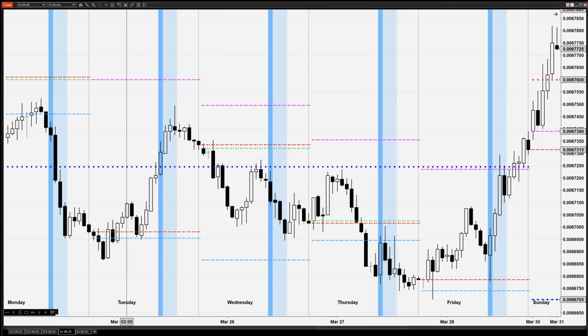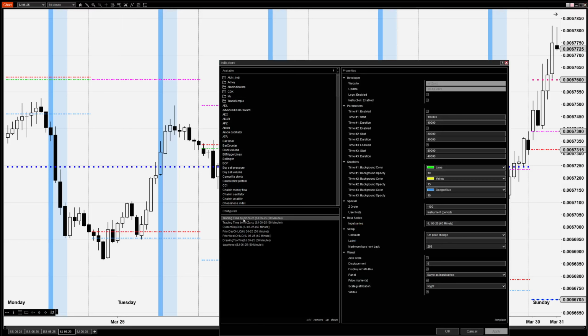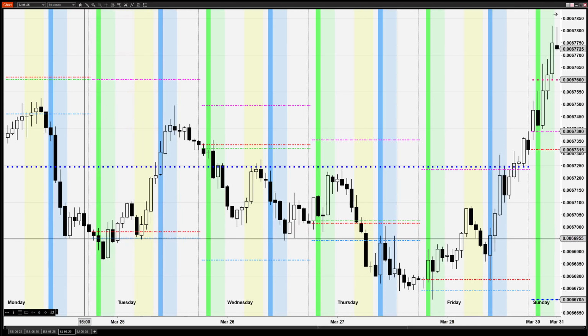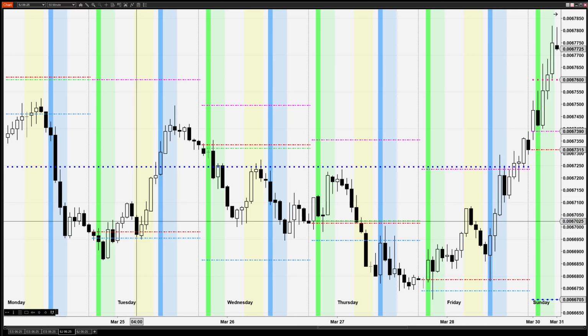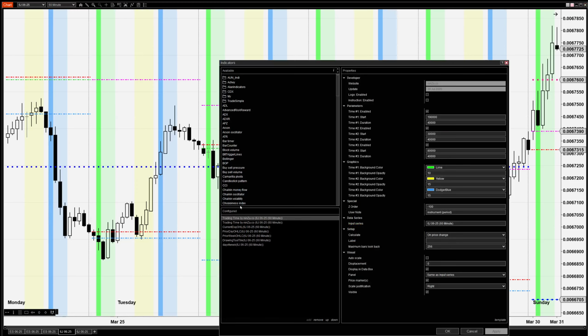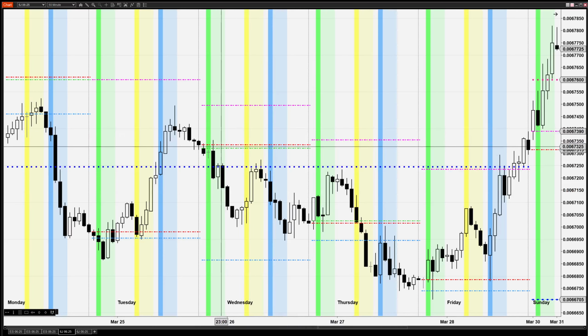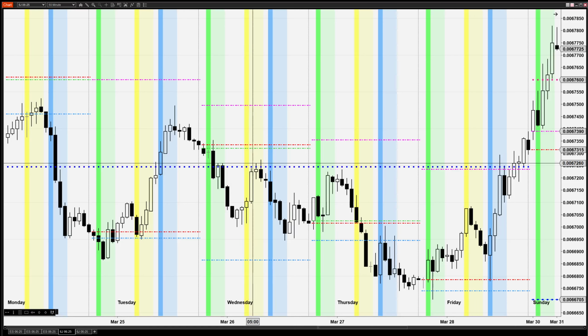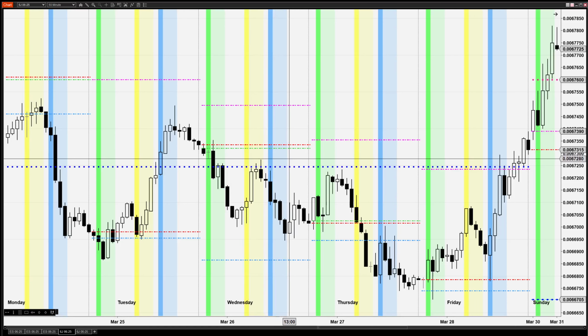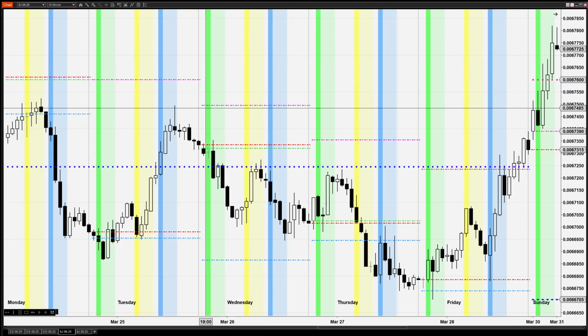Let me just go on here. If I just turn these back on, and these are the Stacy Burke timing windows. What happened to my London session? Oh, should be 6. I was looking at a 30-minute on something else earlier. All right, so the green is Asia, the yellow is Europe, the blue is New York. These are the Stacy Burke timing windows.